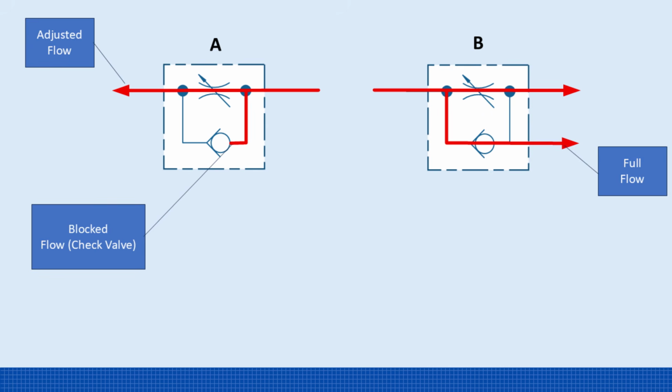Inside the valve, there is a built-in check valve. In one direction, the check valve closes and forces the oil to pass through the adjustable flow control orifice, allowing us to control the cylinder's speed. Figure A. When the oil flow reverses direction, the check valve opens and allows the oil to flow freely through the valve with very little restriction.